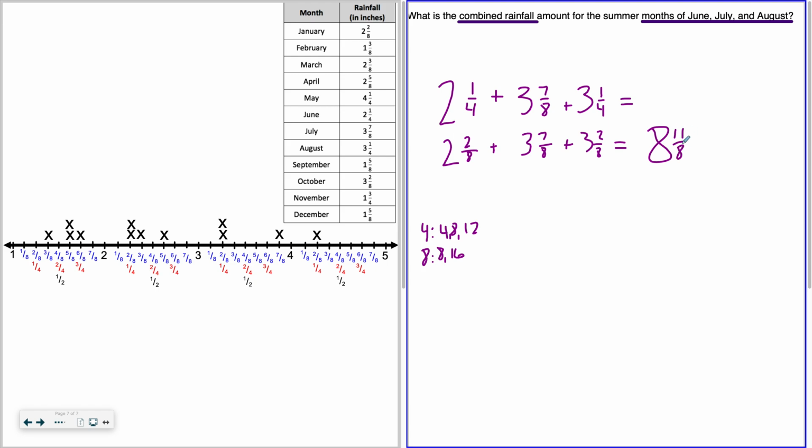But this is improper, so I want to fix that. Well, 8 eighths makes one whole. And then to get to 11, I need 9, 10, 11, 3 more eighths. So that gives me 8 plus 1 whole plus 3 eighths. So 8 plus 1 is 9, and then I keep my remaining fraction. So I have 9 and 3 eighths. So the combined total rainfall is 9 and 3/8 inches for all 3 months.